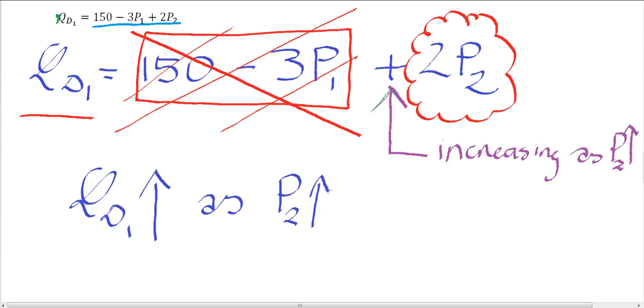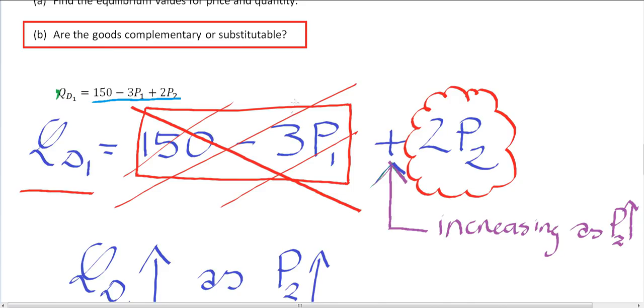If it was a minus, I would say decreases, because as P2 would get bigger, I'm taking off a bigger number all the time from this Q on the left hand side. So the overall effect would be decreasing. So really it boils down to if it's a plus, it's increasing, and if it's a minus, it's decreasing. Right, let's look at the second good.